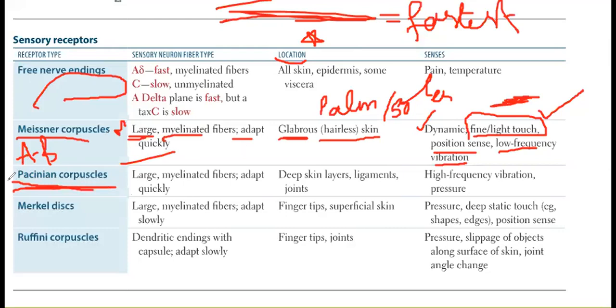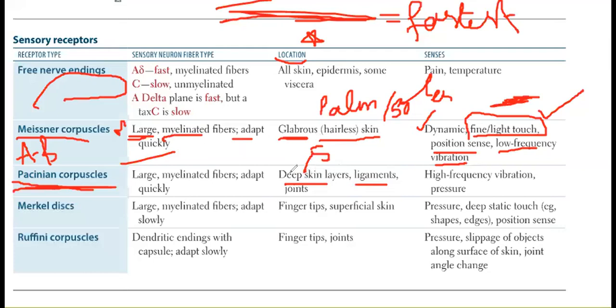Okay. Now, when we come to the Pacinian corpuscles, you see again the sensory neuron fiber type is the same, okay, but the location is different. Very good. The location is different. It is deep skin layers. Okay, and you know the skin has 5 layers. So we are not talking about epidermis now.